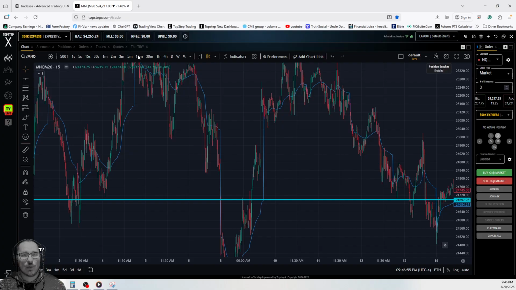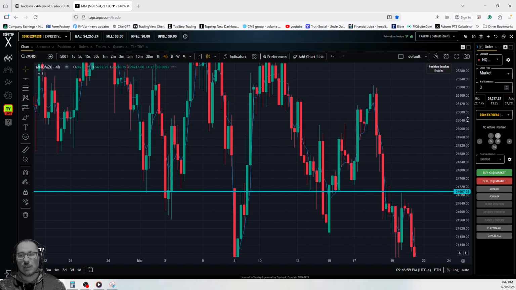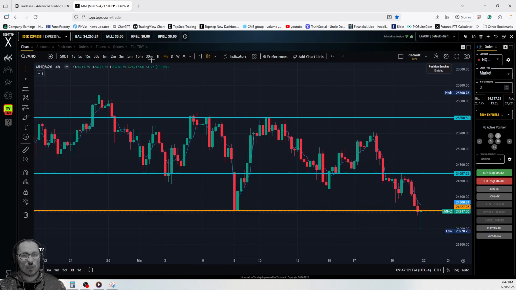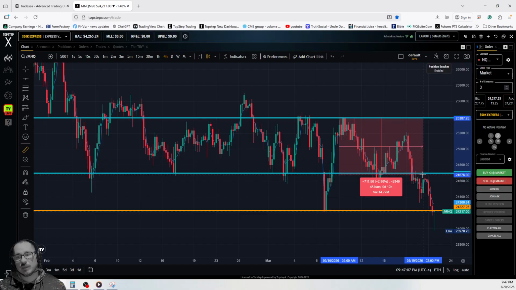So how do I go from my 4 hour to the 30 minute to the 1 hour, right? Simple. So let's say this is the 4 hour. How many pips from the top there to the bottom? How many pips is that ranging? A lot. Basically 677 points. That's basically 2,765 ticks.